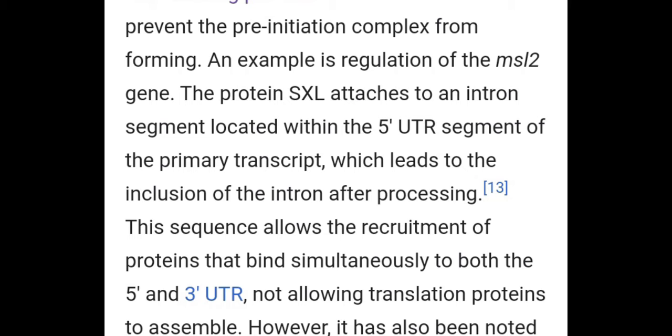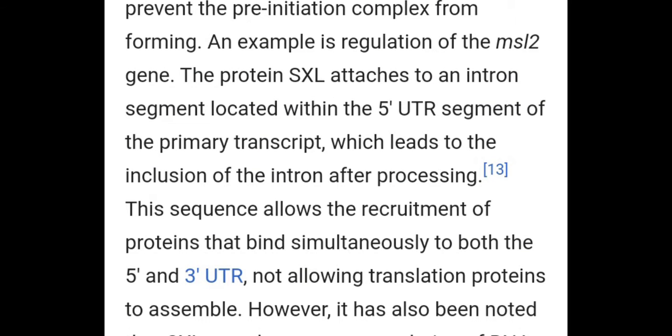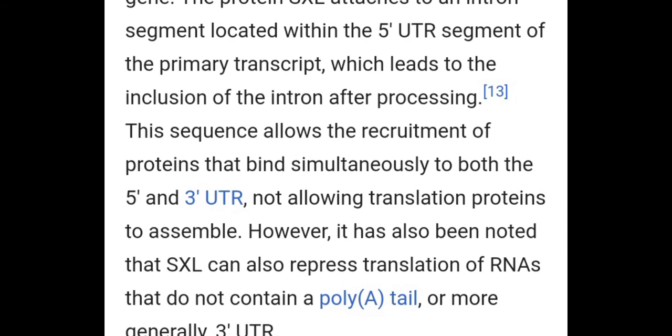So the SXL protein is an RNA binding protein. It interacts with the MSL2 gene. How? Within the MSL2 mRNA there is a 5' UTR segment in one of its introns. SXL binds to that 5' UTR region of that intron and leads to inclusion of that intron even after processing. The intron remains in that mRNA, and this will allow recruitment of proteins which bind simultaneously to both the 5' and 3' UTR, not allowing the translation proteins to assemble.